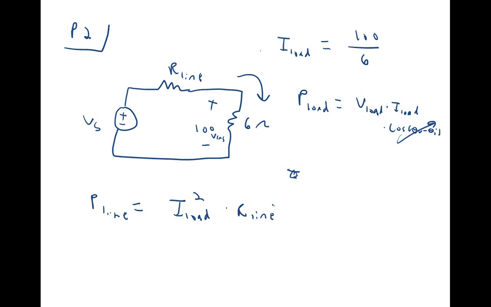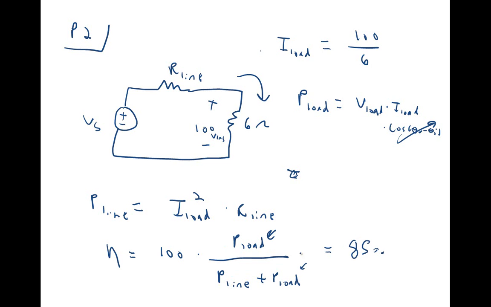And we want to have a certain efficiency. So we know that we want the efficiency eta to be 100 times the power going to the load divided by the total power supplied, which would be power lost in the line plus power going into the load. Power going into the load we have a number for, so we know that. And so we can use this. This has to be equal to what I think I specified as 85%, to find out what my power in the line should be.